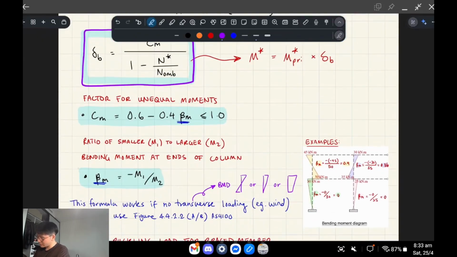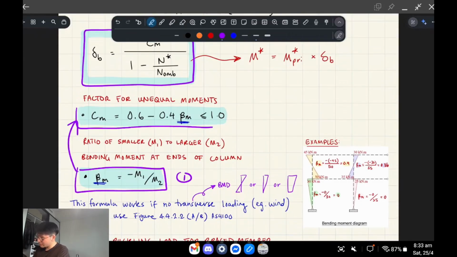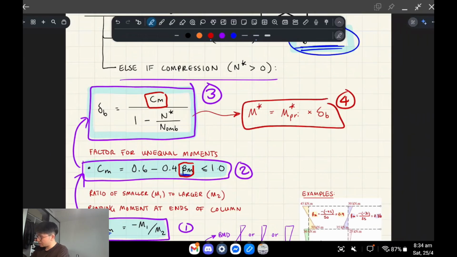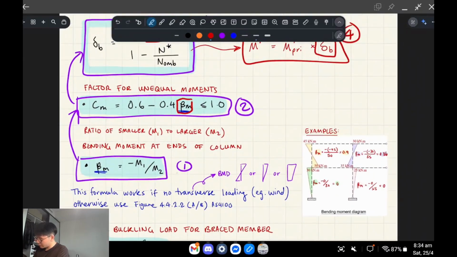So the first thing you have to do is find beta m. So it's step 1. Step 1 goes into step 2, which is to find Cm, which is your factor for unequal moments, and then step 2 goes into step 3, because you substitute it in here. And this one's substituted in here, and then step 4 is you compute the amplified moment. Okay, so let's go to step 1.